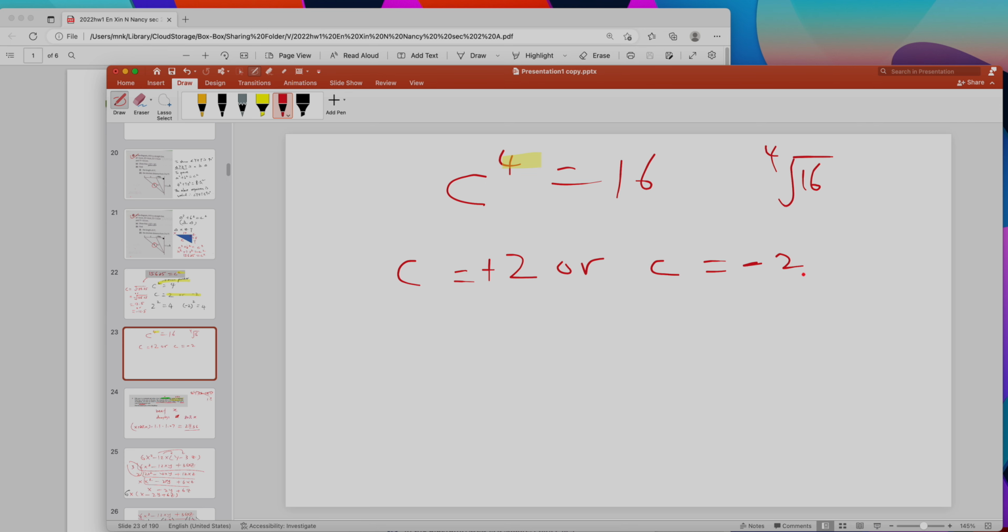Okay? Then the first answer is the positive answer, which is given by your calculator. The second answer is the negative value of that. Okay? So for that particular question, this is an algebra question, so plus 2 and minus 2 both can be accepted.